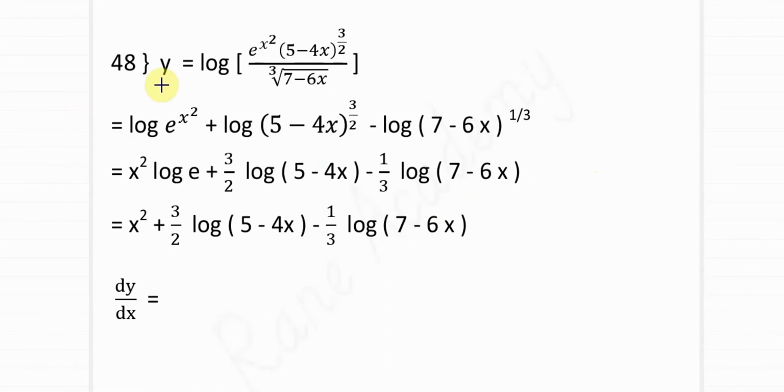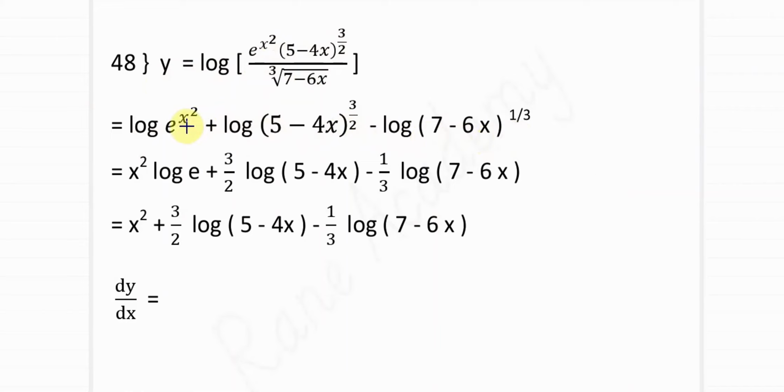Question number 48, we have y is equal to log of (e raised to x square times (5 minus 4x) whole raised to 3 by 2) upon cube root of 7 minus 6x. So what we do, we apply properties of logarithm. In the numerator we have multiplication of two terms, and here we have division. So we write log of e raised to x square plus log of (5 minus 4x) whole raised to 3 by 2 minus log of (7 minus 6x) whole raised to 1 by 3.